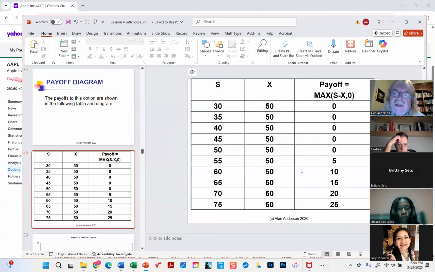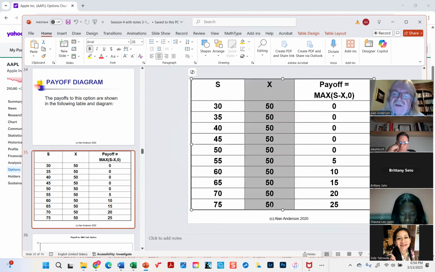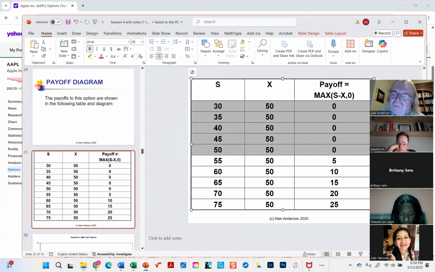And so here's a table. This table is meant to represent all the different stock prices we might encounter on September 1st. We don't know what it's going to be. These are some of the possibilities. The strike price is fixed at 50. So here we have the payoffs. As long as the stock price is not above 50, the payoff will simply be 0. This is where the option is not exercised.